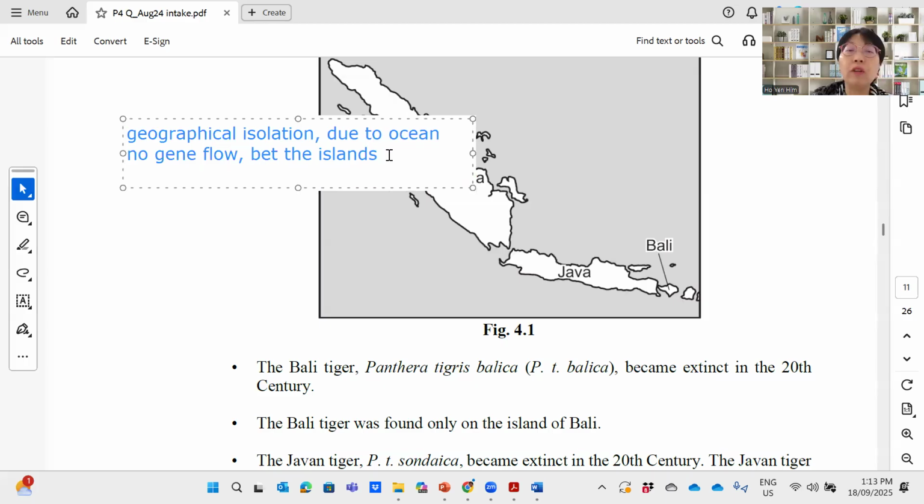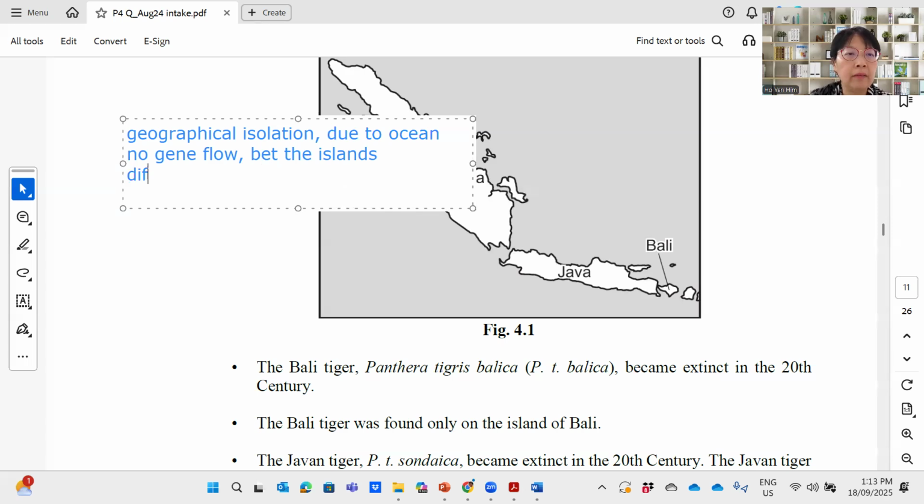Because the answer said refer to. Refer to means if you write geographical isolation, you will not get the mark. You write geographical isolation due to ocean, yes, you will get the mark. Okay, it means you're referring to it is the ocean that caused geographical isolation. No gene flow, then you must say no gene flow where? Between the islands. So must be very crystal clear.